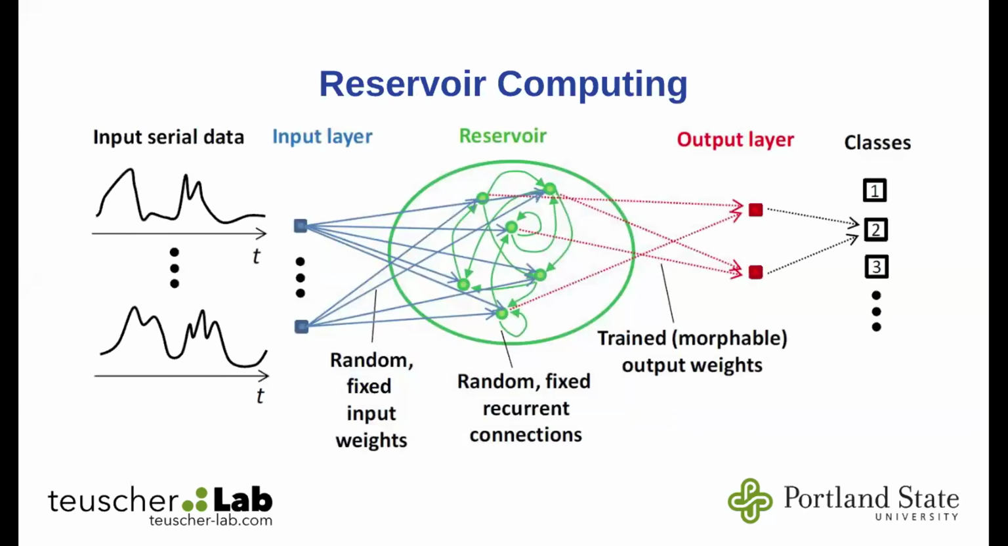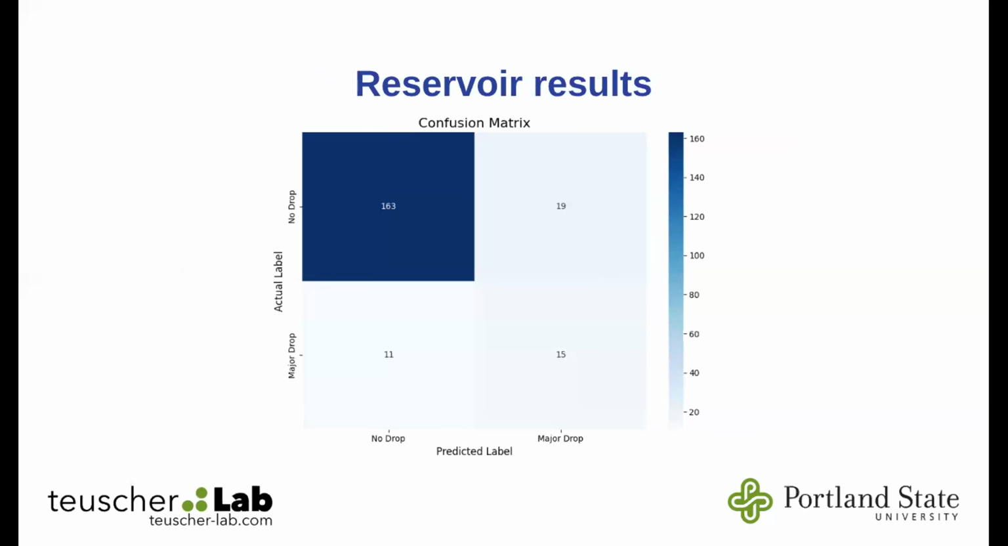Now, a reservoir is a network of randomly connected neurons that creates a short-term memory of what has been seen. The reservoir itself isn't trained, only the readout layer knows how to read the signal that's passed from the reservoir to the readout layer to produce the final output. The reservoir got 15 true positives, 163 true negatives, 19 false positives, and 11 false negatives. Overall, it had an 85.6% accuracy with a 41.1% precision.